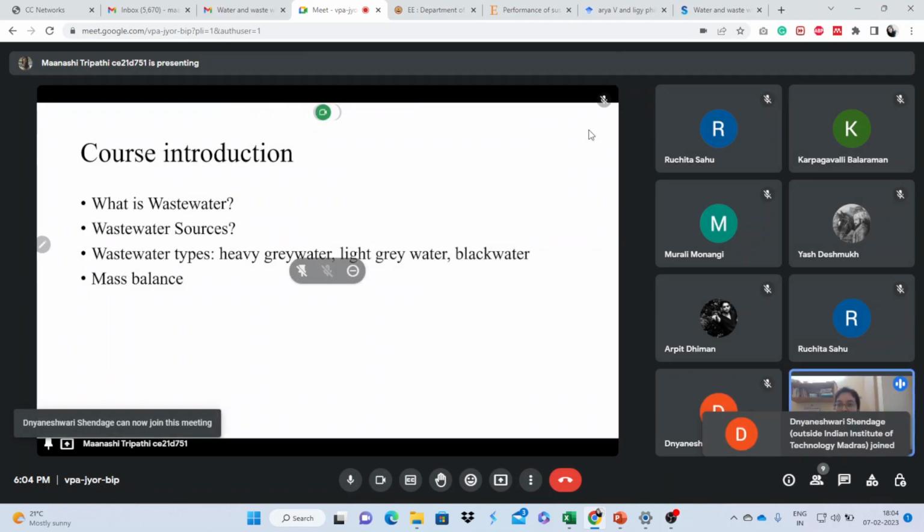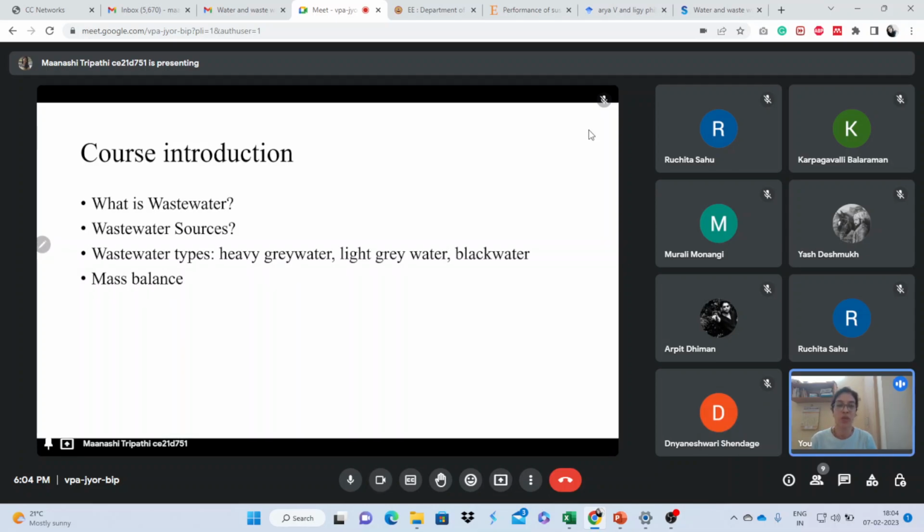So yeah, we are back. We'll be talking about what is wastewater, what are the wastewater sources, what are the types of wastewater, and then we'll go to a little technical thing, that is what we call mass balance. So first of all, what is wastewater? We can call it wastewater, or it is just used water.